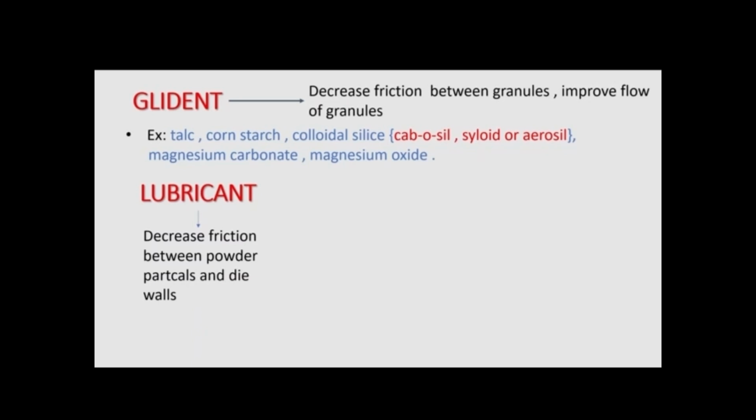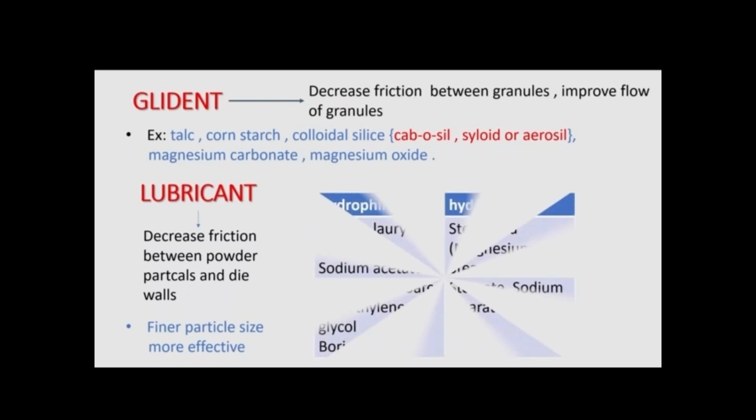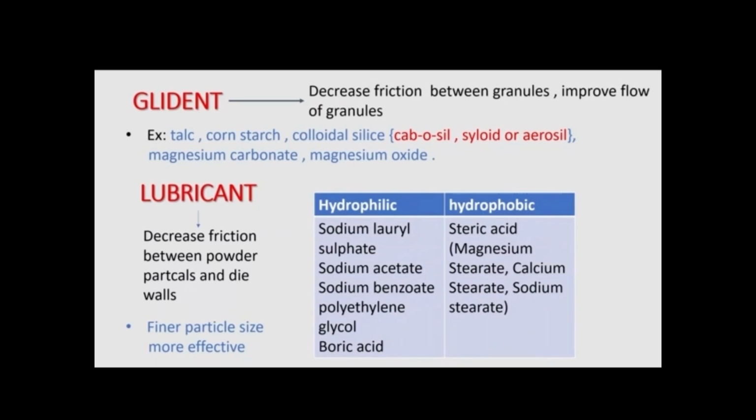A lubricant also decreases the friction between powder particles and die walls. The difference between glidant and lubricant is that a glidant decreases friction between granules, a lubricant decreases friction between powder particles and die walls. The particle size should be finer for the lubricant to be more effective. There are two types of lubricants: hydrophilic, hydrophobic. Hydrophilic, water loving; hydrophobic, water not so loving. These are the examples: sodium lauryl sulfate, sodium acetate, sodium benzoate, polyethylene glycol, popularly known as PEG, and boric acid. Stearic acid, magnesium stearate, calcium stearate, and sodium stearate. These are water hating, these are water loving.